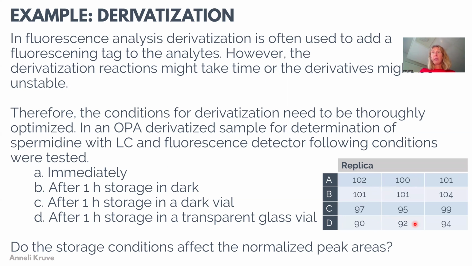Now, when we do analysis of variance, our null hypothesis is that all of the storage conditions are giving equal peak areas, independent of which of the storage we are using. So there is no difference which is statistically significant. Every variation in this table can be explained by the random variation alone.